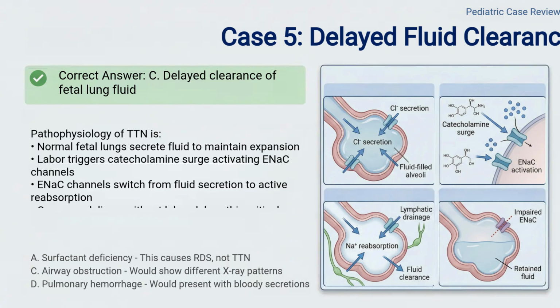When cesarean delivery occurs without labor, this catecholamine surge is absent. The ENaC channels are not adequately activated, and fetal lung fluid remains in the alveolar spaces, impairing gas exchange. Surfactant deficiency causes respiratory distress syndrome, not transient tachypnea of the newborn, and structural abnormalities would present differently on imaging.